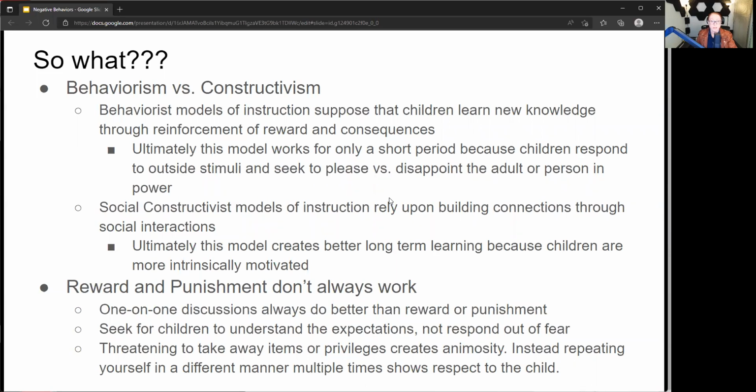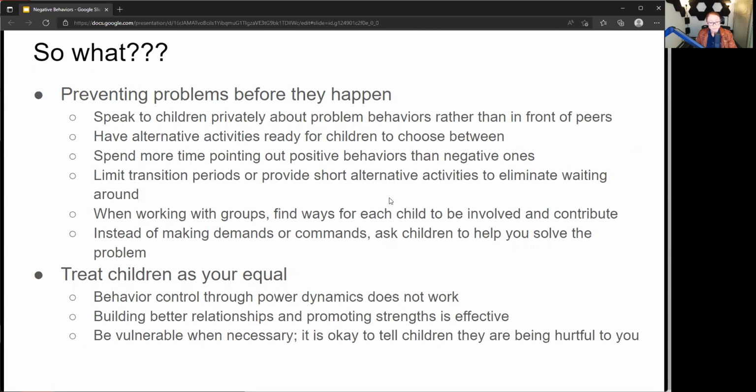So I want to build a relationship. I want the kid to understand why not to lean in the chair. I want the kid to understand why we need to clean up our mess. I want the kid to understand why it's better to share, or why science is going to be fun and you should just try it, right? And so we want to create an environment where we respect them, talk to them as equals, instead of threatening or taking things away. So that leads us to the idea of preventing problems before they happen.